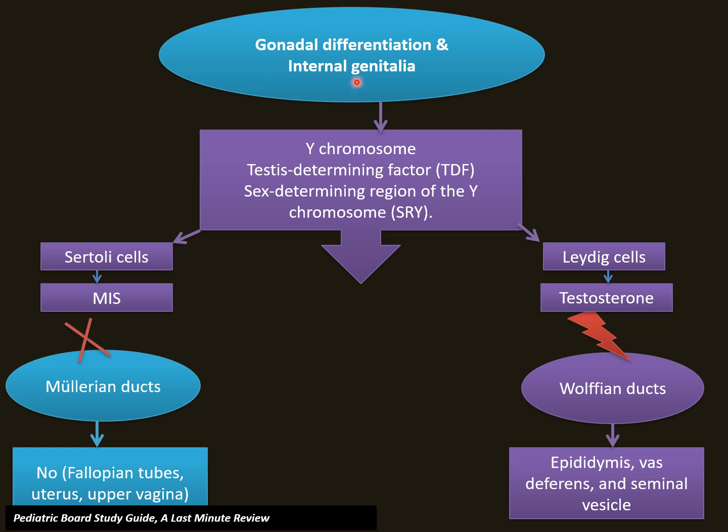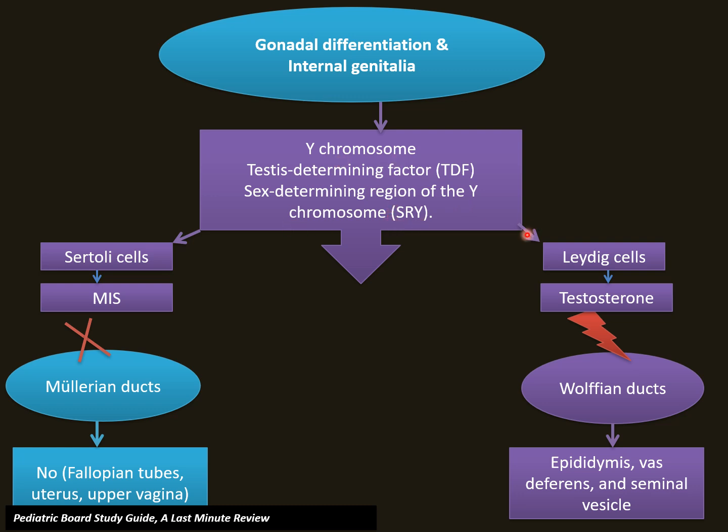Gonadal differentiation and internal genitalia. Very important to understand this slide. This will make it easy to understand the next few cases. Simply, female do not need anything to develop. If you let go, everything will develop female. But what will make the difference is the Y chromosome. Y chromosome with intact region of SRY.